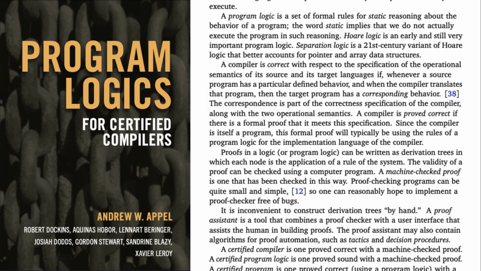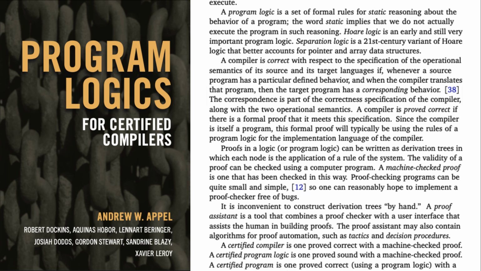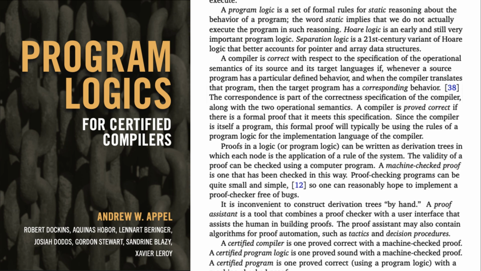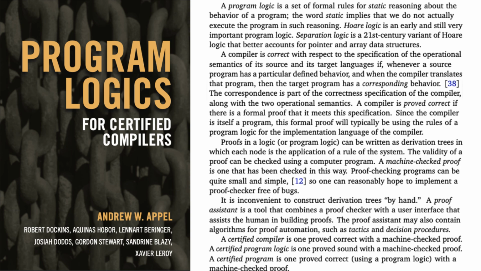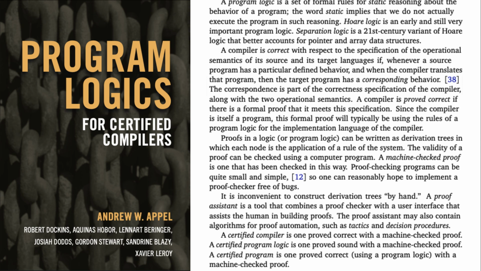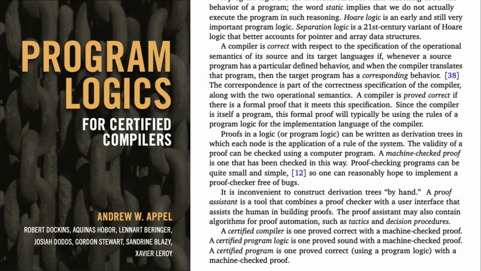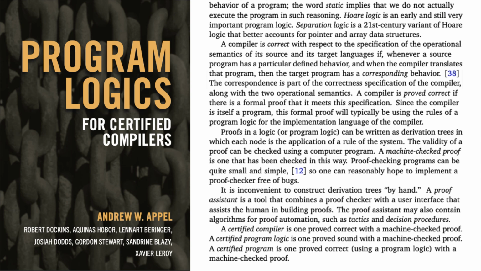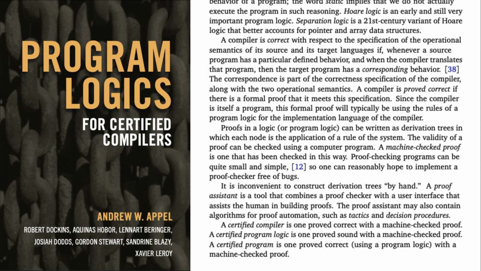Proof-checking programs can be quite small and simple, so one can reasonably hope to implement a proof checker free of bugs. It is inconvenient to construct derivation trees by hand. A proof assistant is a tool that combines a proof checker with a user interface that assists the human in building proofs. The proof assistant may also contain algorithms for proof automation, such as tactics and decision procedures.